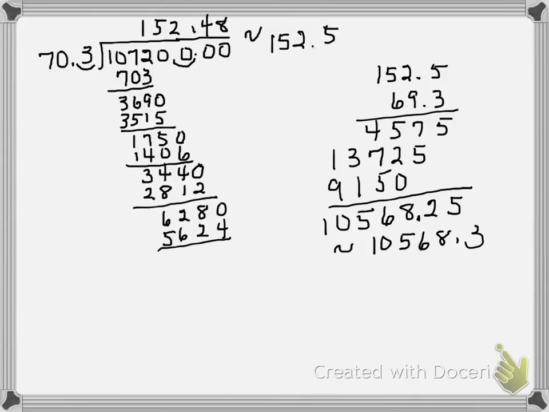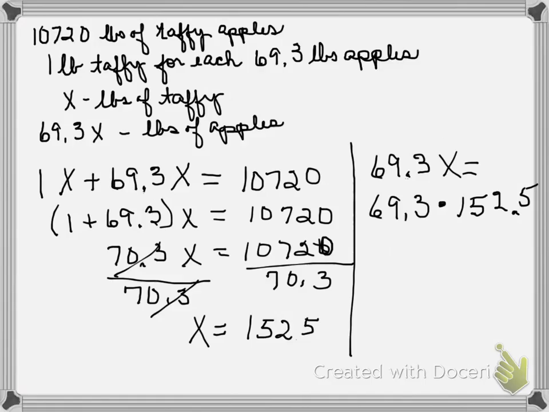I look at the 2 in the tenths place, and then the 5 to the right of it. It's 5 or greater, so I round up to 0.3. So the number of pounds of apples is 10,568.3.